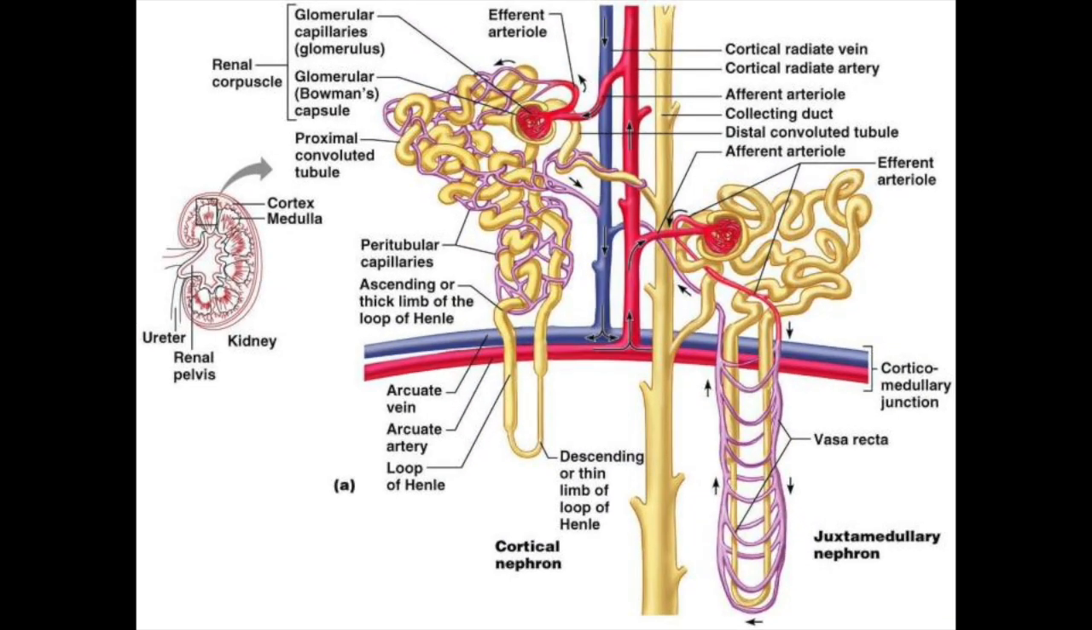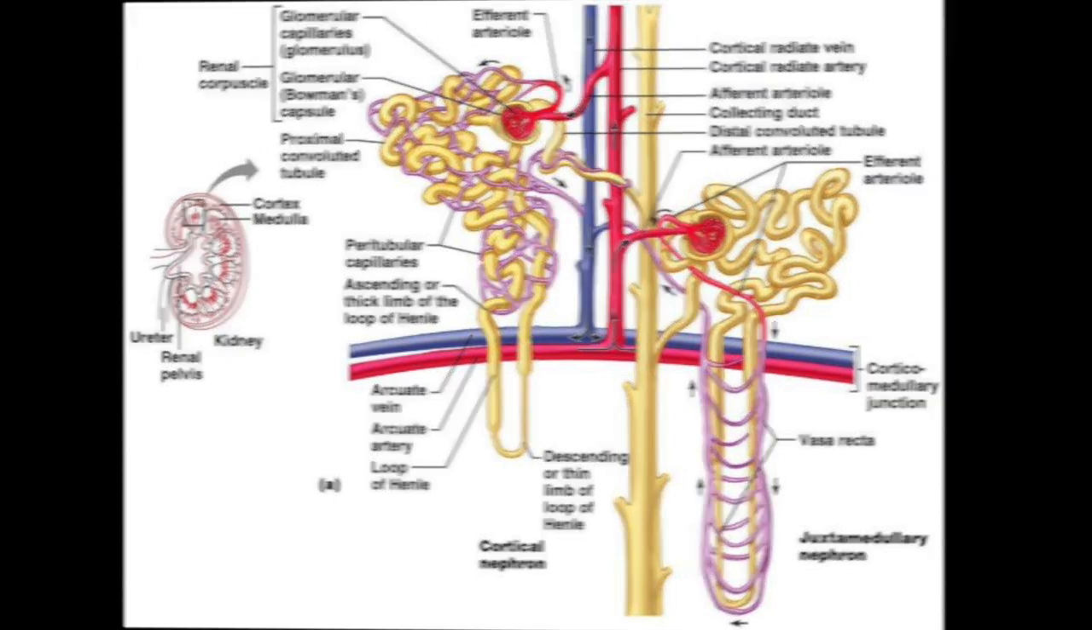There are 2 kinds of nephrons. The first kind of nephrons are cortical nephrons. They represent 85% of the nephrons in the kidneys. They have loops of Henle that descend only slightly into the renal medulla. Then we have the juxtamedullary nephrons. They have long loops of Henle that descend deep into the renal medulla. They play an important role in the kidney's ability to make concentrated urine. They help maintain ionic and water balance.